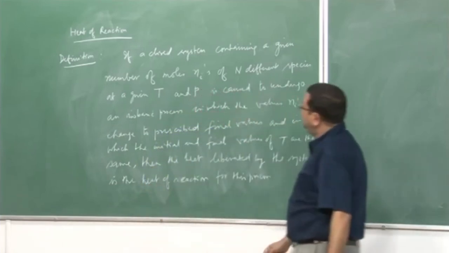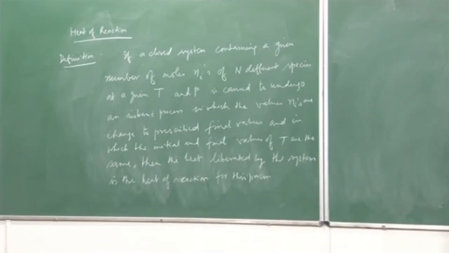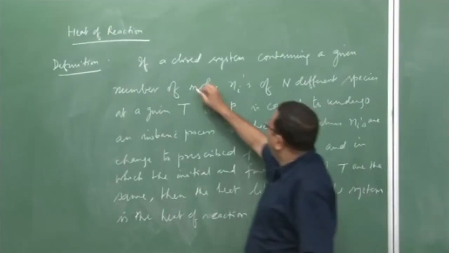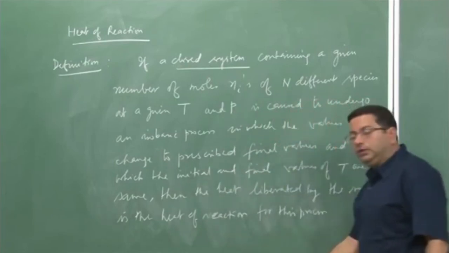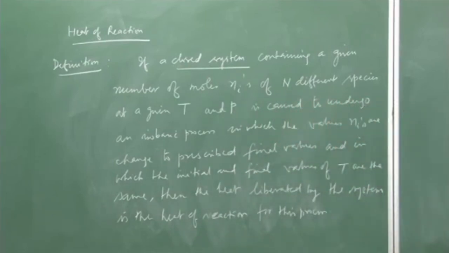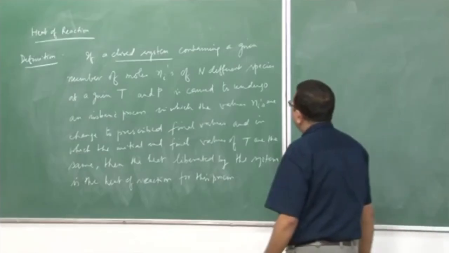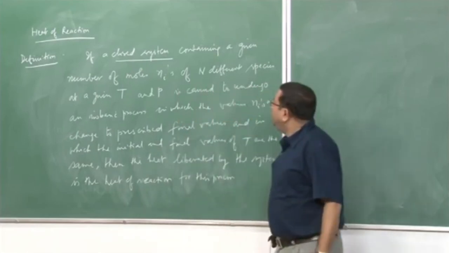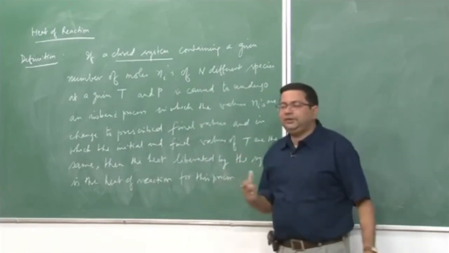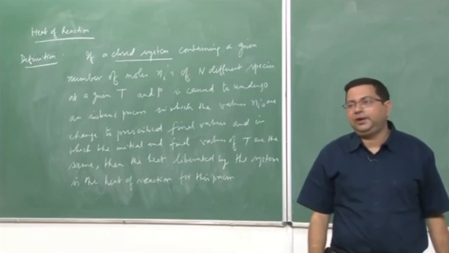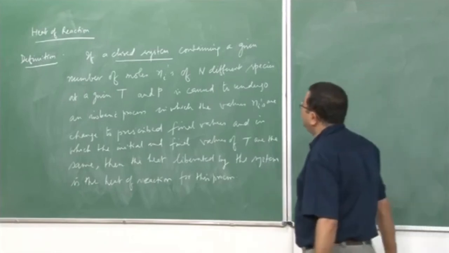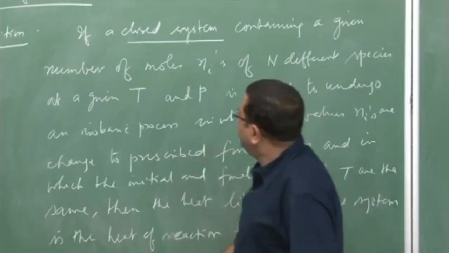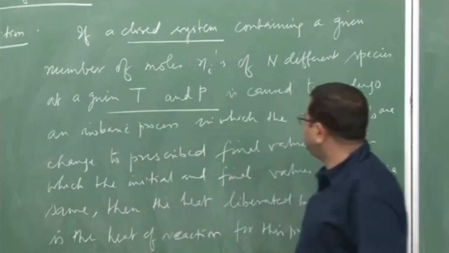So, let us understand what this definition says. First, we are considering a closed system. So, therefore, the system is not interacting with the surrounding. Secondly, this system contains a given number of moles of n different species. So, the composition is specified, initial composition is specified, and the system is at a given temperature and pressure.